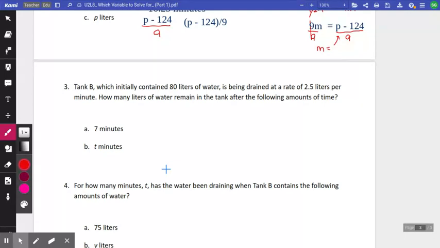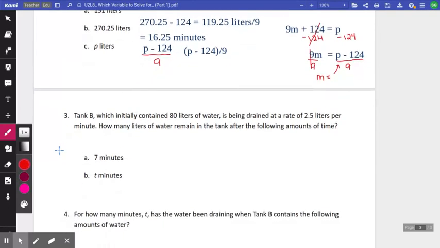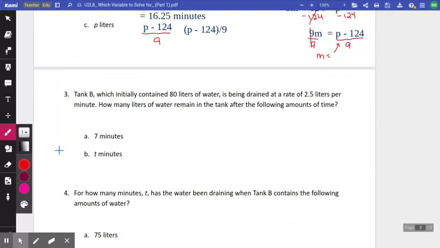How many liters of water remain in the tank after the following amounts of time? One of the times given is an actual number that we can calculate. The other one is a variable. So similar to before, if it's a variable, I'm not going to be able to do any calculating. It's just writing that expression to represent it. Go ahead, pause the video now, get some practice in for yourself, and try number 3, parts A and B.